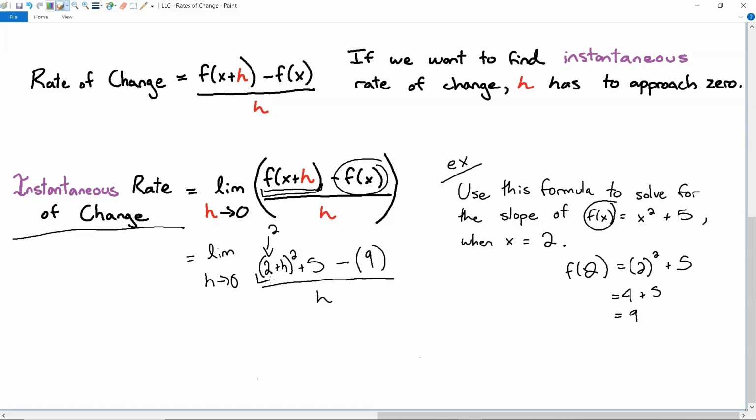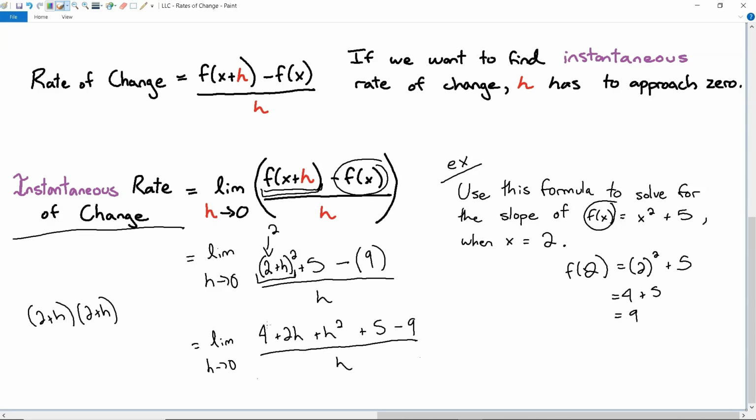And what I can do is expand this (2 plus h) squared, and that's just following the FOIL method. So I could write it out like this and then expand it out, and that will give me 4 plus 2h plus h squared. And then I've just got the rest of my values over there. You'll notice here, if I collect my constant numbers, 4 plus 5 is 9, minus 9 is 0, so I can get rid of all of that. And I'm left with 2h plus h squared over h.